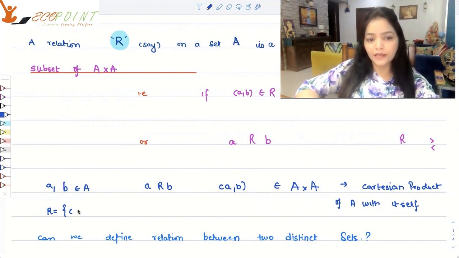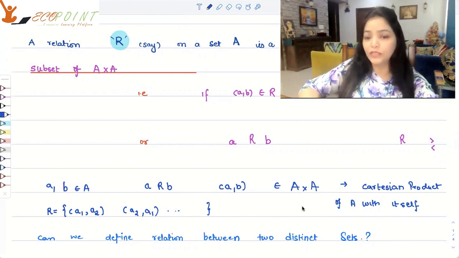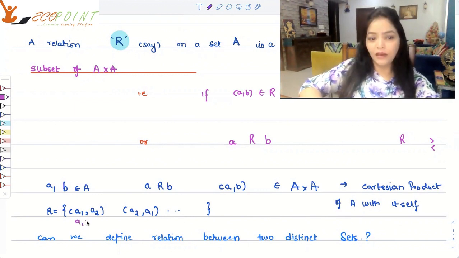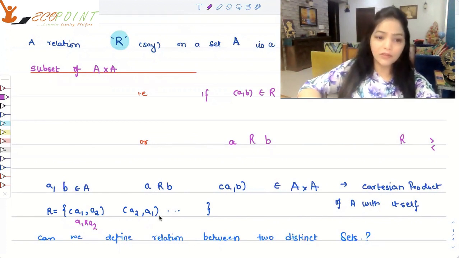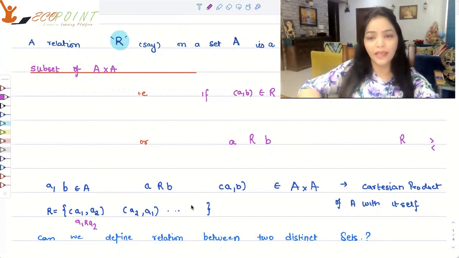So in case I start with the set that I started with in the beginning, A1, A2, A3, A4, it's possible that A1 is related to A2, A2 is related to A1, and so on and so forth. You can have different connections. When I say A1 is related to A2, whatever the relation is, it would mean that A1 R A2. And here you have A2 R A1. You can also have A1 R A3. That would be denoted by (A1, A3), and so on and so forth.